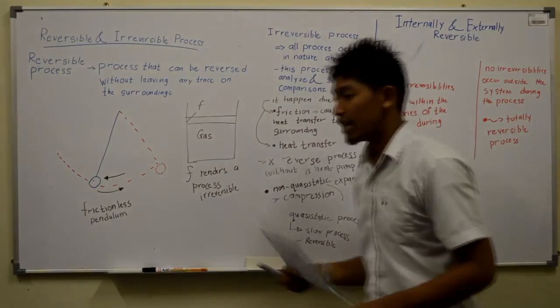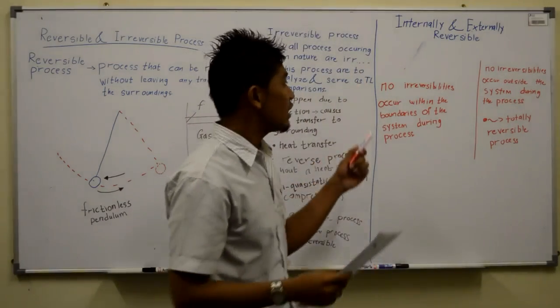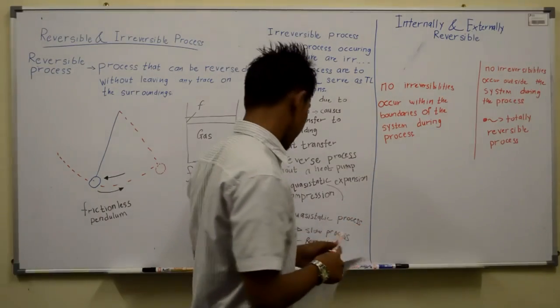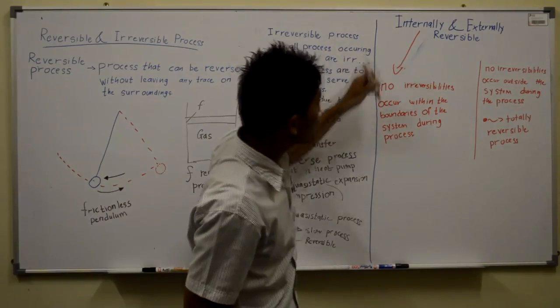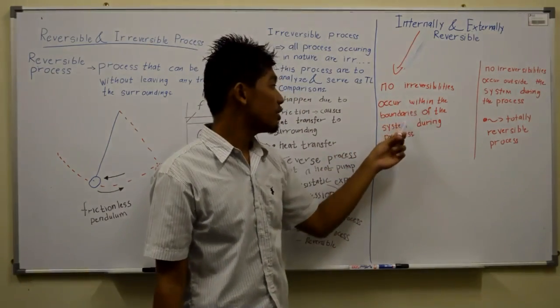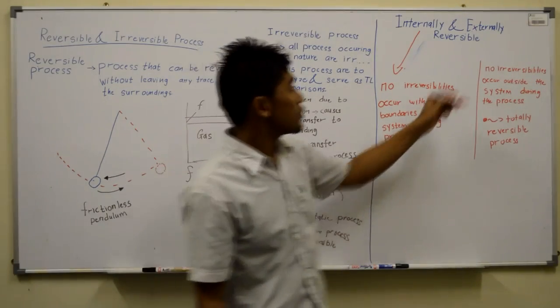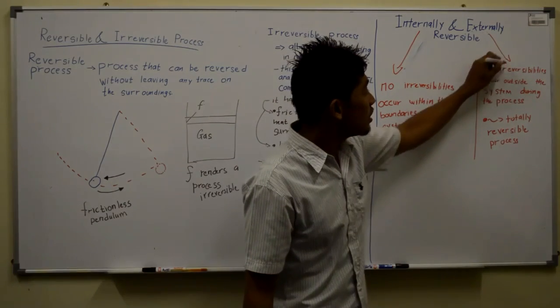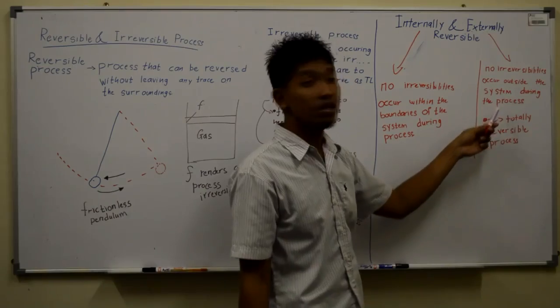Then I will proceed to another part, internally and externally reversible processes. So this is an internally reversible process, which states that no irreversibility occurs within the boundary of the system during this process. Then another is an externally reversible process, which means no irreversibility occurs outside the system during the process.